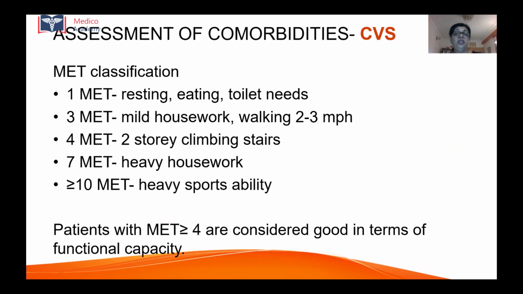Assessment of the comorbidities. Now, let us start with the cardiovascular system. This is estimated by exercise tolerance, but it is nearly impossible because only limited exercise can be done in these patients. The MET classification can be used. 1 MET is when resting, eating, and toilet needs are met. 3 is with mild housework. 4 is 2-story climbing. 7 is heavy housework, and more than 10 is heavy sports ability. Patients with MET more than 4 are considered good in terms of functional capacity.